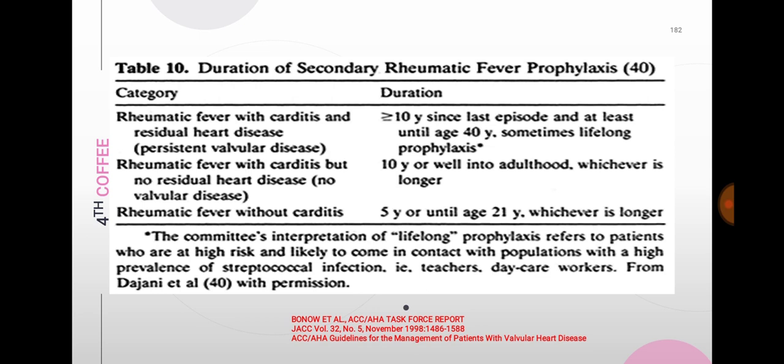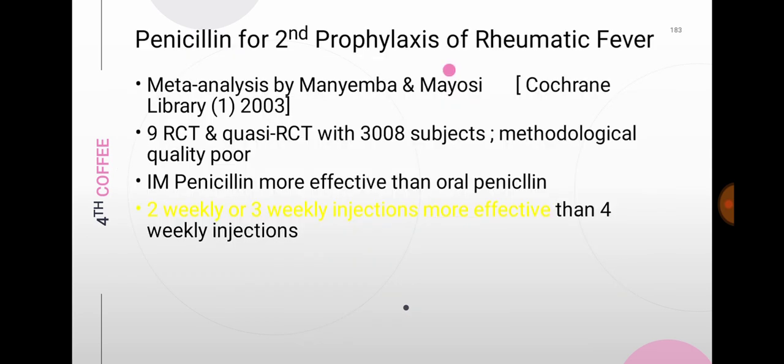So as I mentioned earlier, they've been debating on which to use, every 2 weeks, every 3 weeks, or every 4 weeks. But according to meta-analytic studies, the 2 or 3 weeks is better than 4 weeks. Okay, so we stick to the 21-day interval.